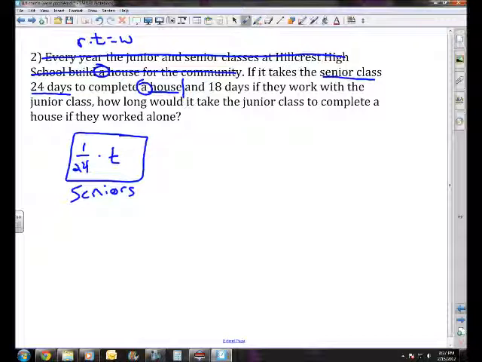Now, in our next section, I'll use red, 18 days if they work with the junior class. Oh, okay. Well, we can figure that out too. Here we found how long it takes the seniors to build a house by themselves. Okay, that's all great and dandy. But what if they're working with the juniors? Well, we know they can do 1/24 of the work, and they're going to do it for 18 days. Okay, that's the seniors.